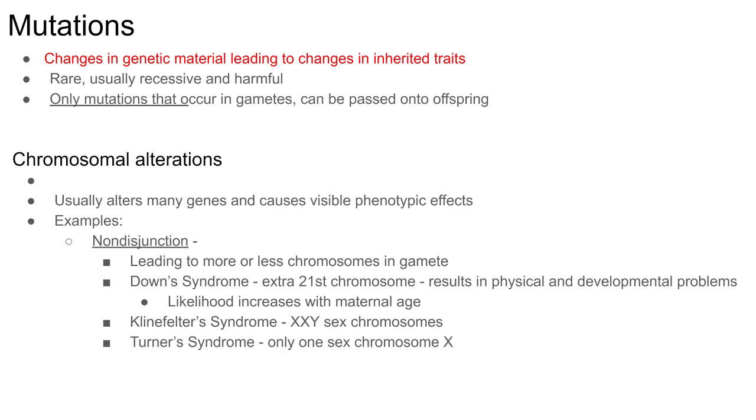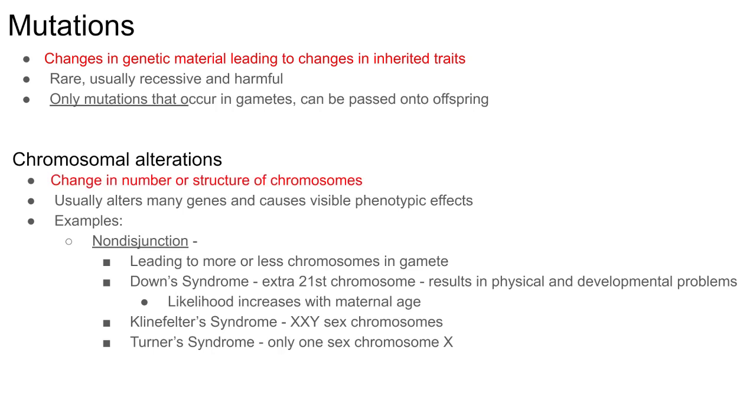But mutations only can be passed on to the next generation if they happen in sex cells, if they happen in gametes. If a mutation happens in the skin cell of an organism, for example, that's not going to be passed on to the next generation. Only changes to the DNA of the sperm and egg cells can go on to the next generation.